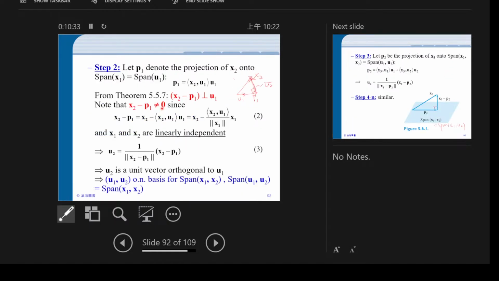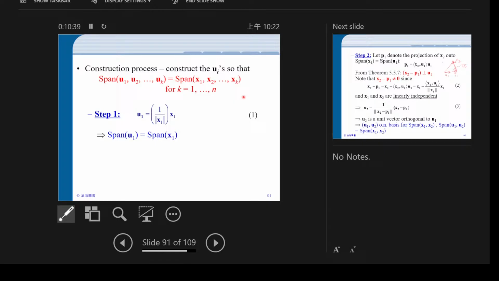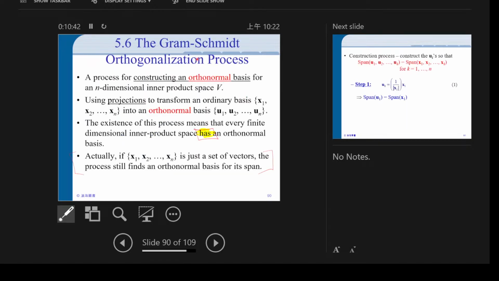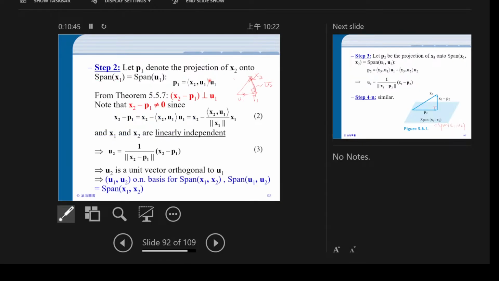But now the problem is that x2 is not necessarily orthogonal to u1, and we want everything to be orthogonal to each other because we want to construct an orthonormal basis. So the idea here is that we want to find the component of x2 that is orthogonal to u1. And so this is where we want to use the projection. We will find the projection of x2 onto u1 and subtract that. This is what we call P1. So P1 is the projection of x2 onto u1.